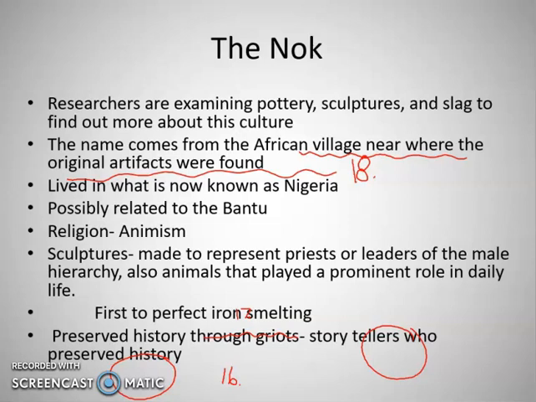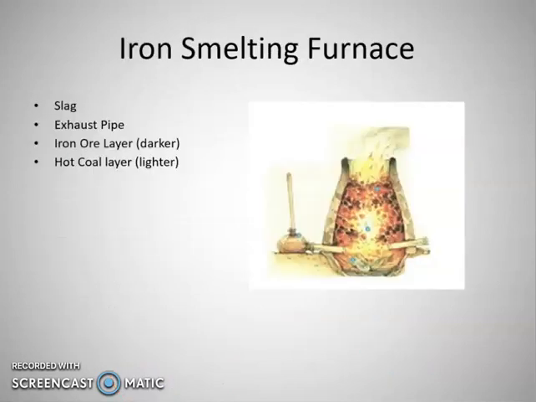And the Nok created a lot of pottery and sculptures. They smelted iron. And number 17 is iron smelting. Sorry that the ink kind of got messed up there. And they did not do written history. They preserved it through griots, or storytellers. Okay, that was number 16. But they figured out independently how to smelt iron.